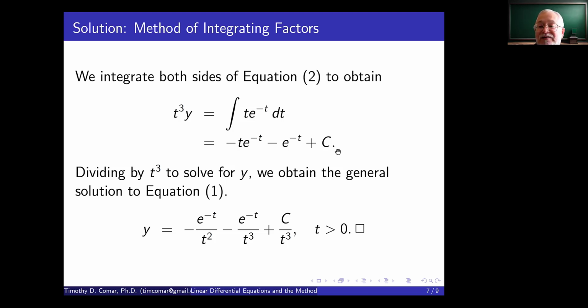And to get our final general solution for y, we're simply going to divide through by t cubed, and we get the following here. And remember, our solution is only good for t greater than 0.